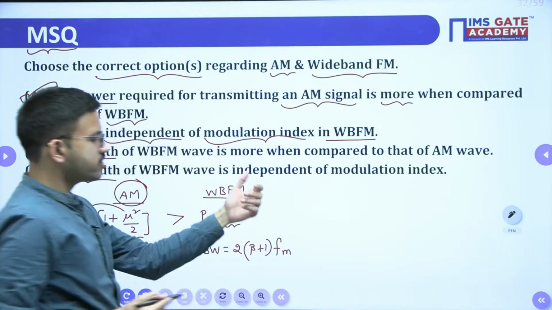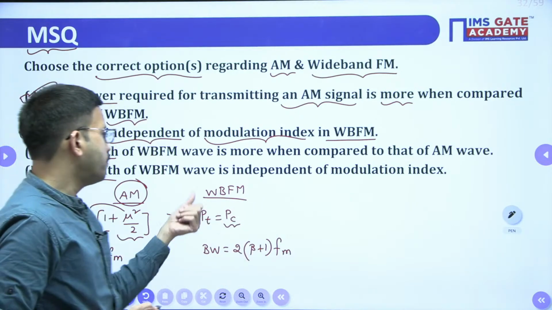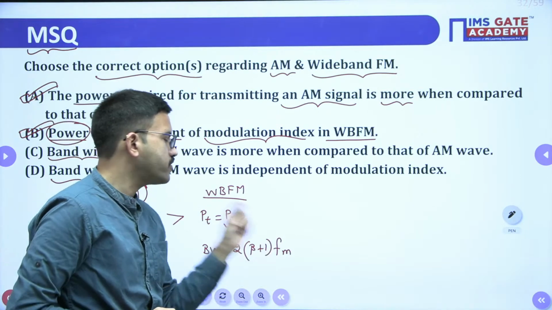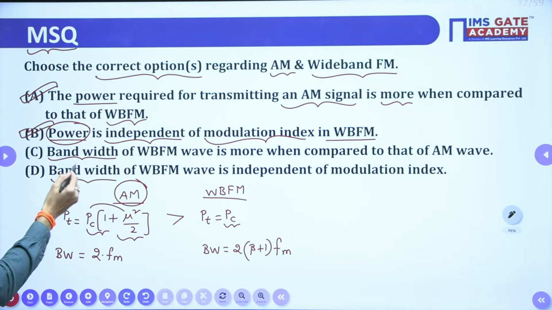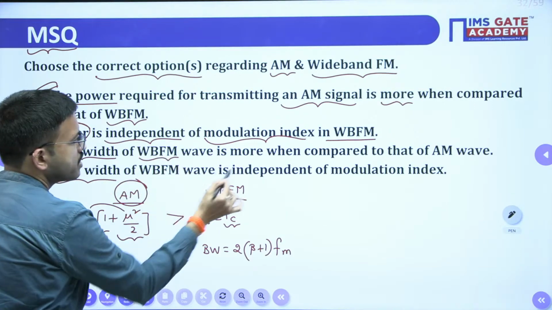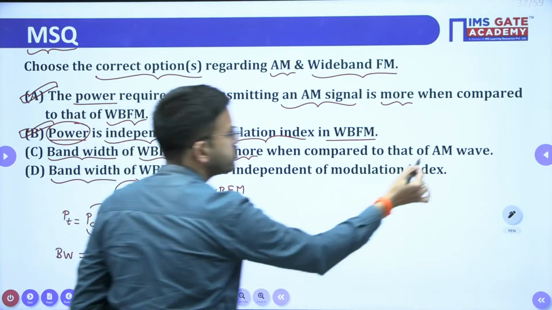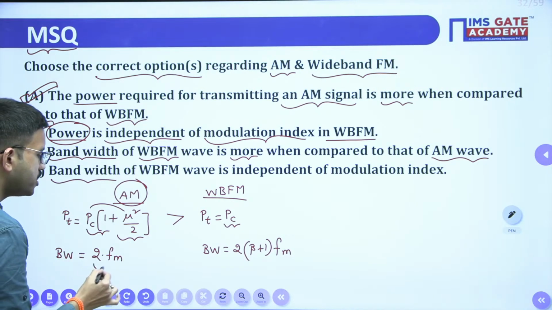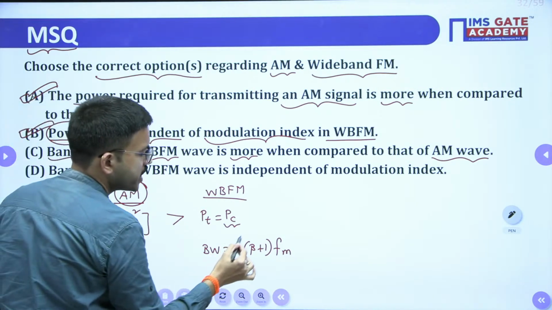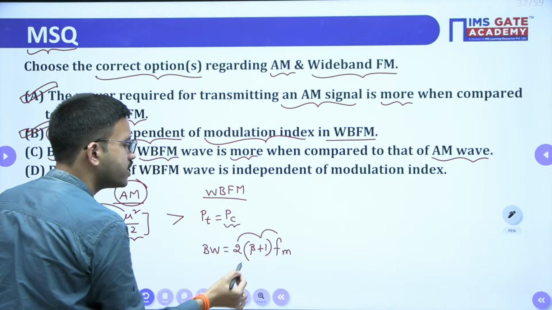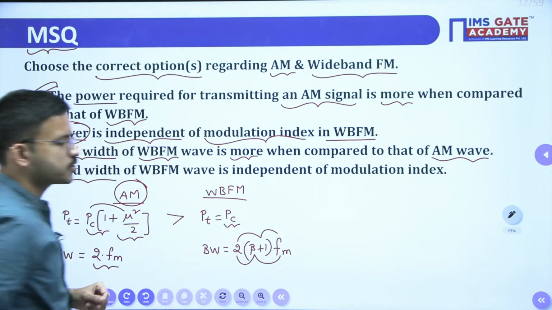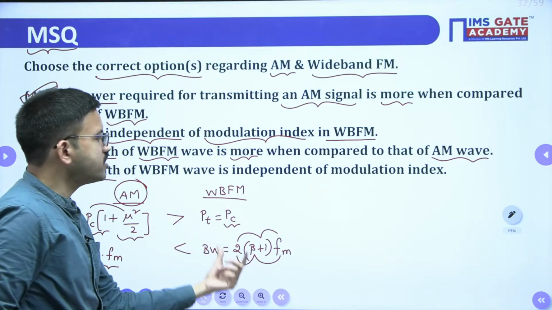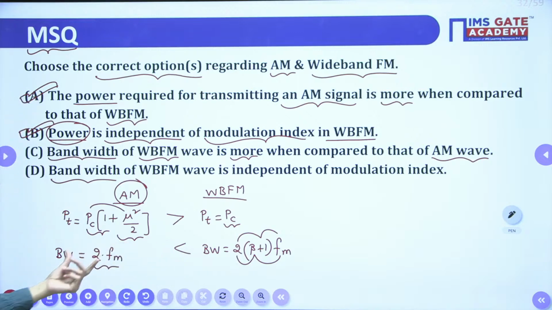Previously for solving one question, we have used this formula, right? Bandwidth of wideband frequency modulation is nothing but 2 times (beta plus 1) into fm. Now just observe, bandwidth of wideband FM is more when compared to that of AM. Here you are having simply 2 times fm. Here also you are getting 2 times fm, but in addition to that, you are having 2 beta fm also. So obviously the bandwidth of wideband FM is more when compared to the bandwidth of AM.